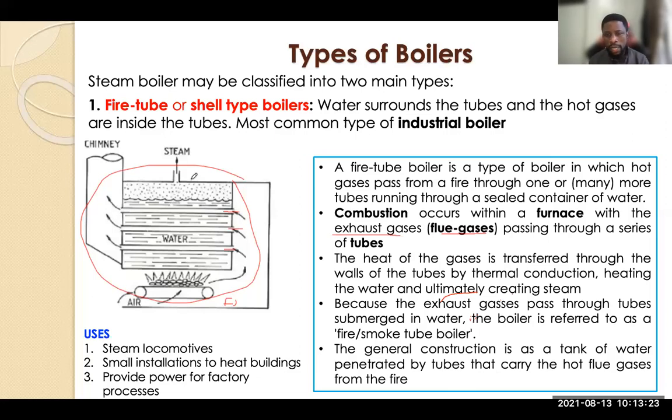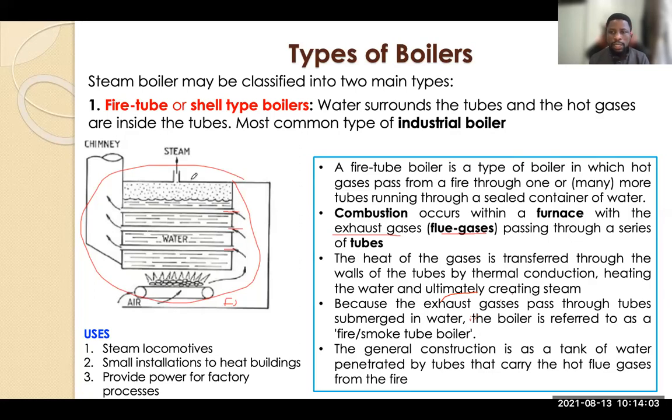Let me just go over that again. So we said it's called fire tube. So the tube part, the name comes from the fact that you have tubes inside a boiler or inside a drum or inside a sealed tank. So those tubes are surrounded by water. And then connected to the tube is a furnace where heat is generated by the combustion of a fuel.